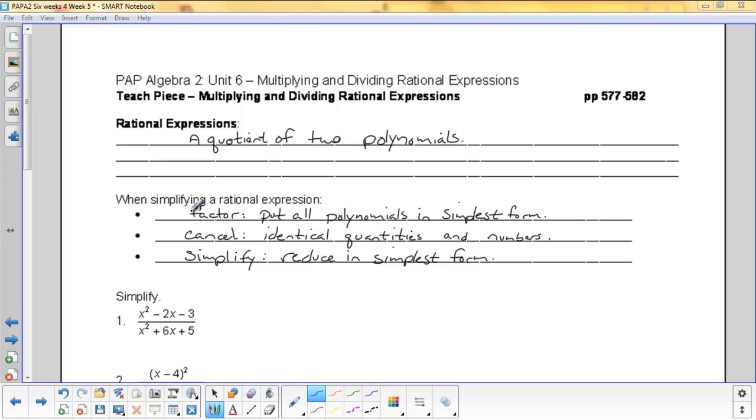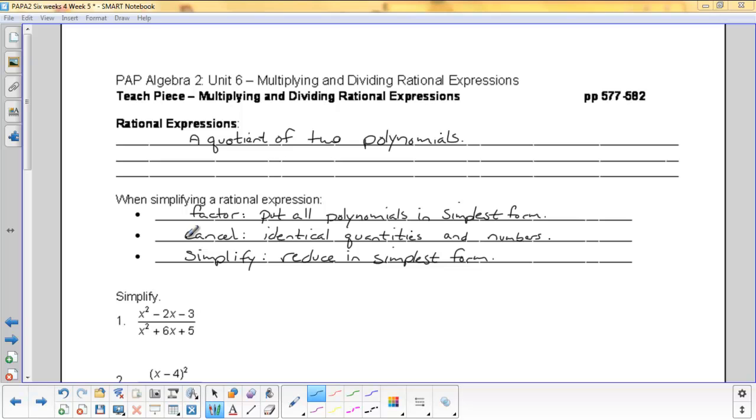First step when you're multiplying and dividing is to factor. You're going to notice that these steps change slightly when we go to addition and subtraction. Factoring means that you're going to put all of the polynomials in simplest form. If that means there's a GCF, you've got to take out the GCF. If that means you've got a trinomial that can be factored into the product of two binomials, then you've got to be able to do that as well.